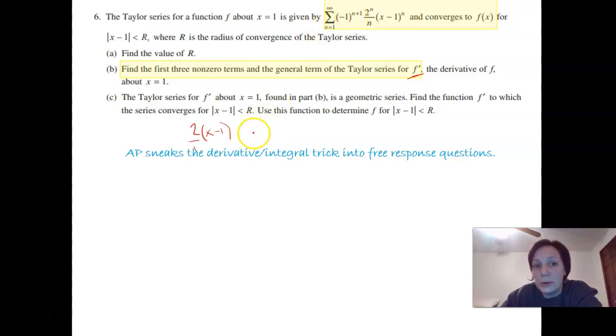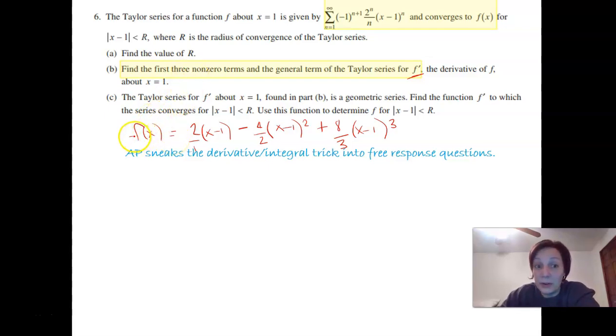When I put in a 2, it'll be negative now because this will be a negative 1 to the third. 2 to the 2 over 2, so 4 over 2, and then (x minus 1) squared. When I put in a 3, that one will be positive. It'll be 2 to the third, so 8 over 3, (x minus 1) to the third. Now notice they only said the first 3. So there's my first 3 terms. This is the first 3 terms of f of x.